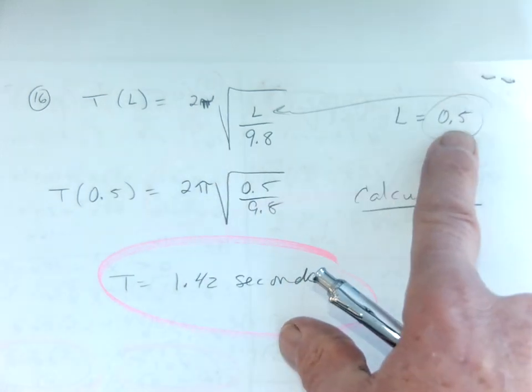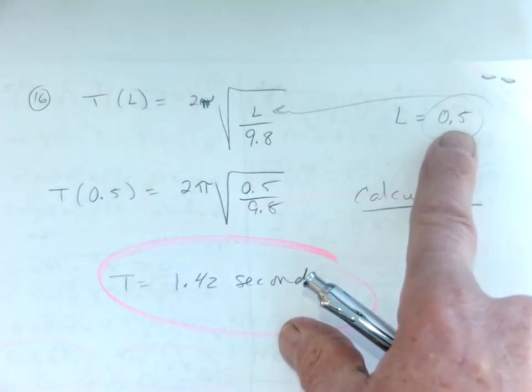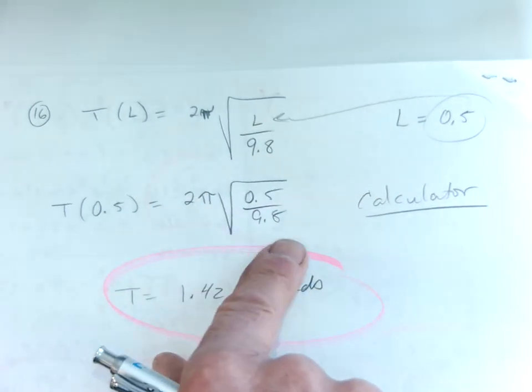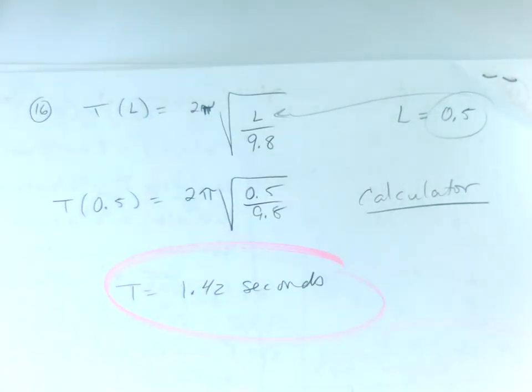So we know the length is 0.5. We want to find out what's the speed. So I put 0.5 in for L. I used my calculator. And I wound up with an answer of about 1.42 seconds. Okay? So if you have any questions, ask me, but that's the review.